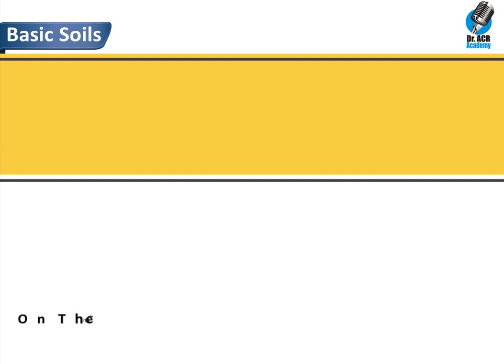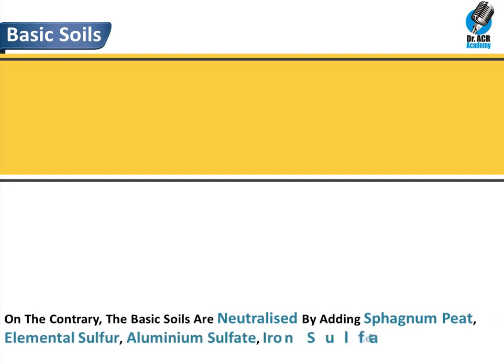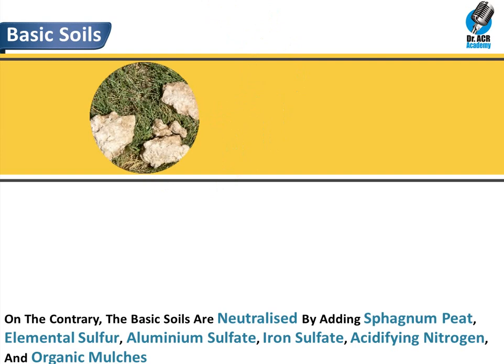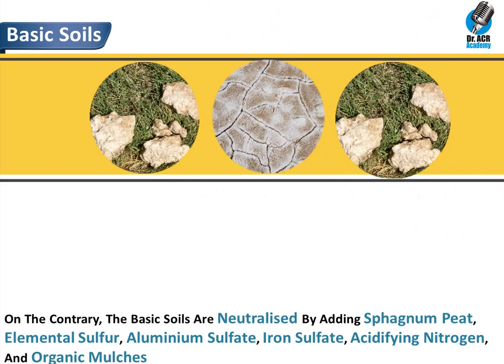Now we'll come to basic soils. On the contrary, basic soils are neutralized by adding peat, elemental sulfur, aluminium sulfate, iron sulfate, acidifying nitrogen, and organic mulches. These are highly basic soils. They need to be neutralized by adding acids to them.